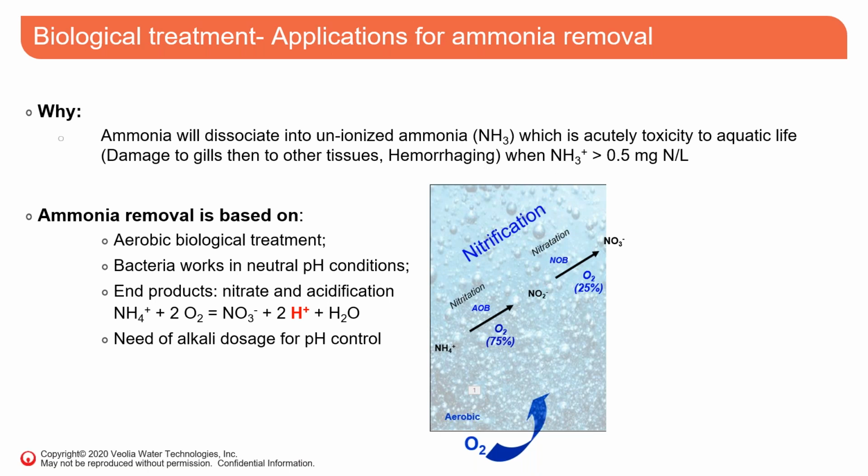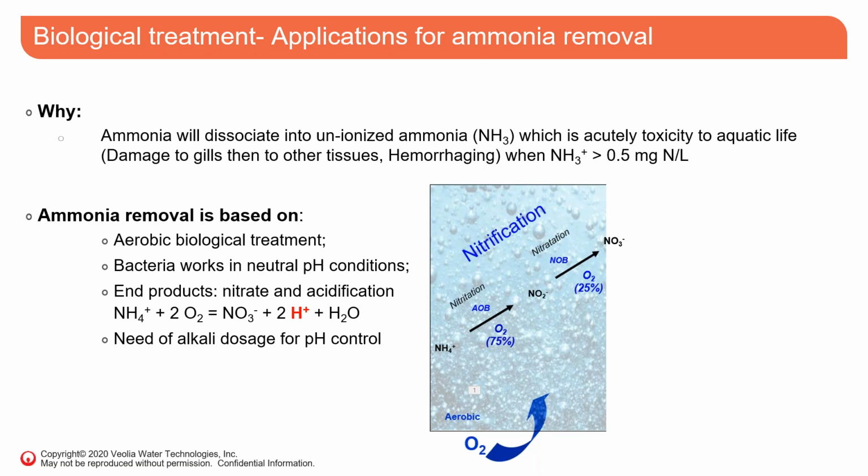The final oxidation goes to nitrates, and oxidation of ammonia to nitrate creates acidity. So you'll need an alkali dosage to control the pH, because when you lower the pH, you're causing inhibition of your nitrification.